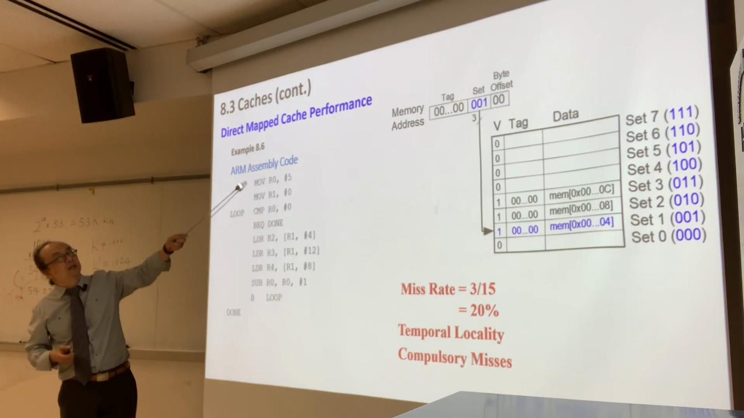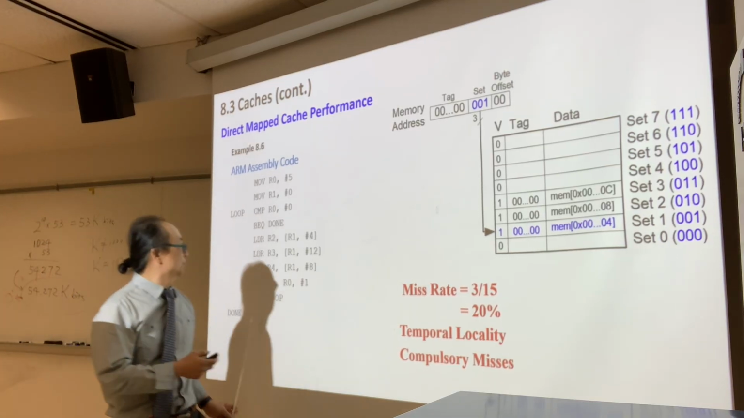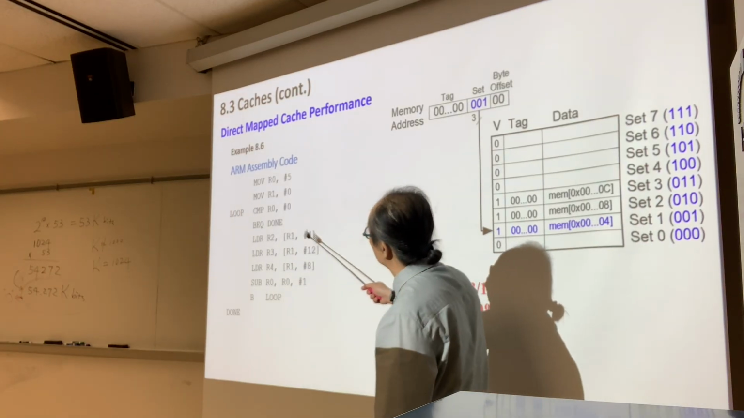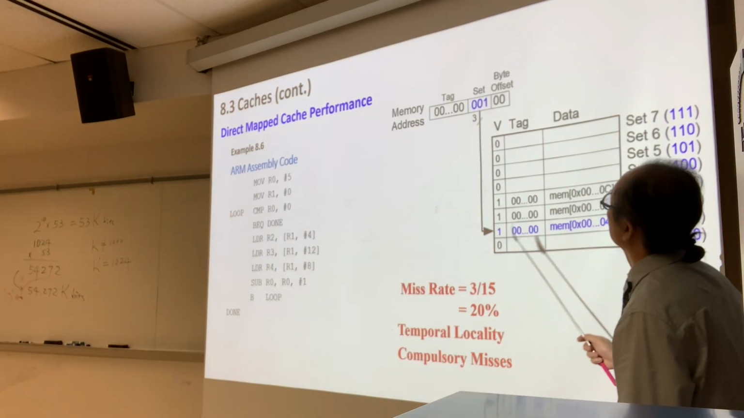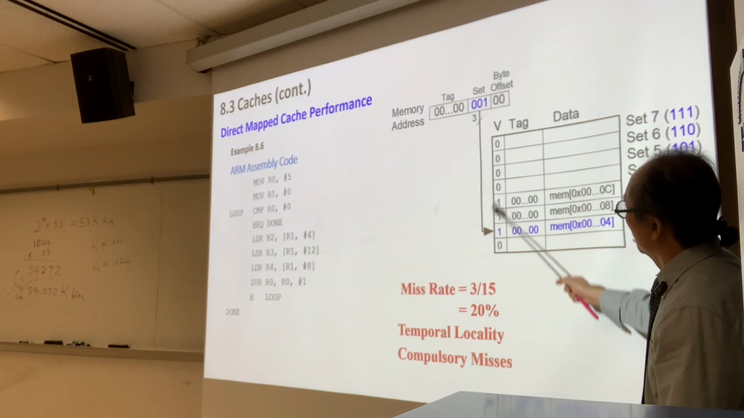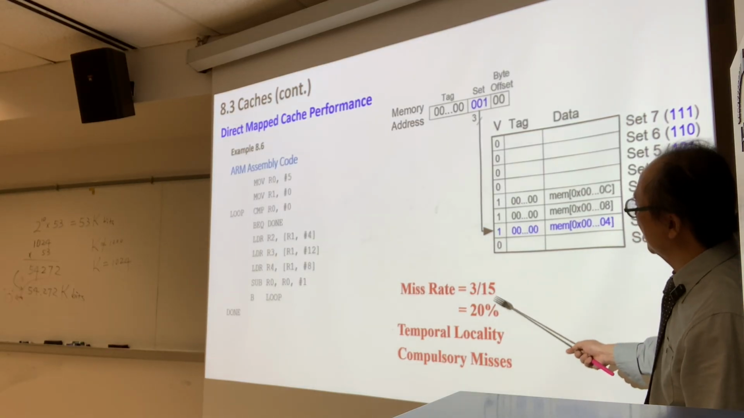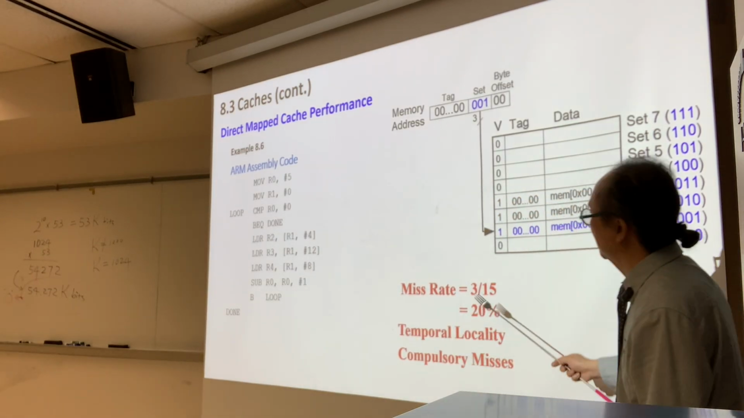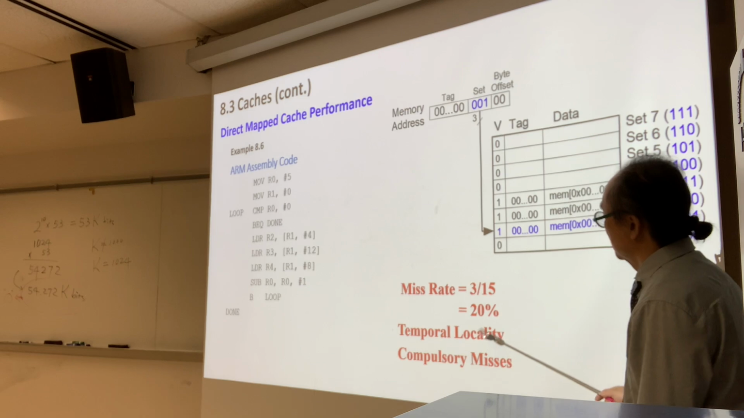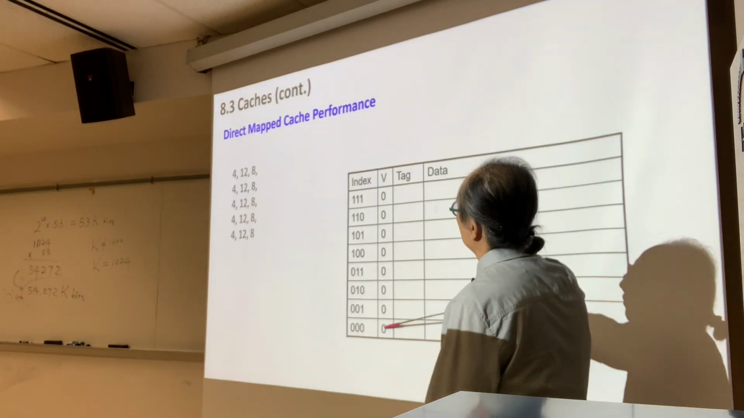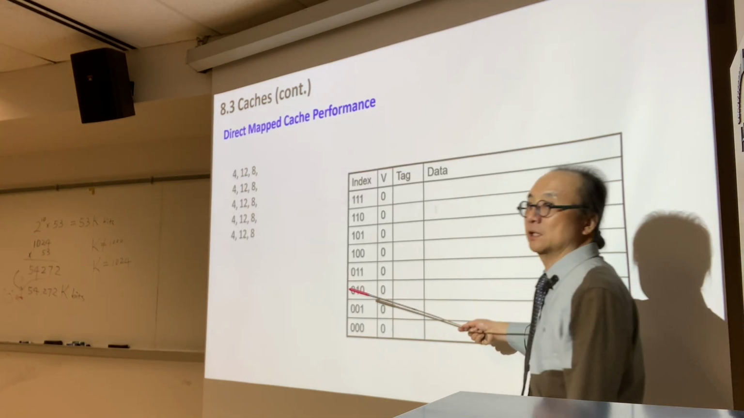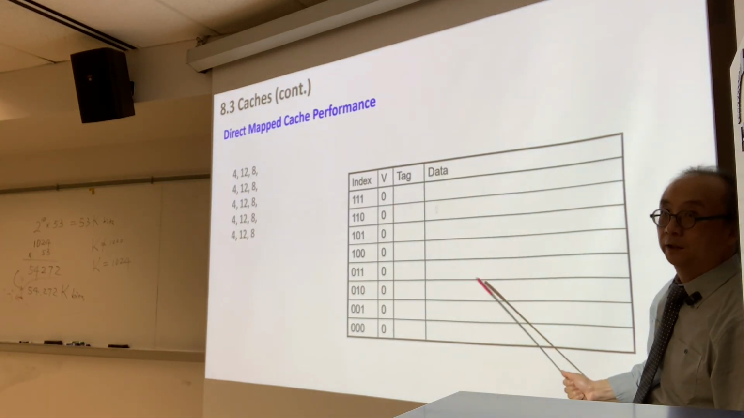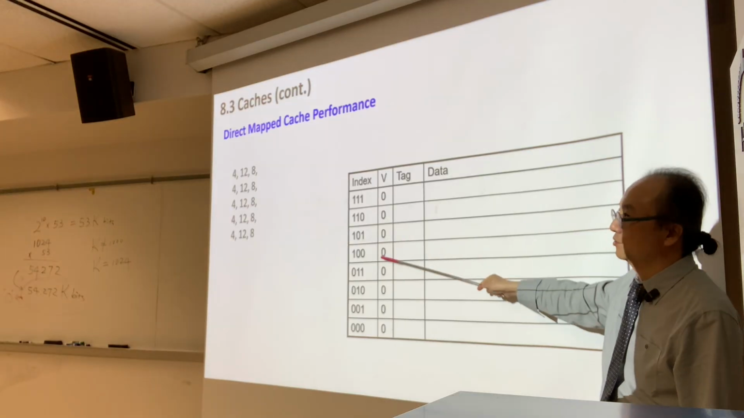This is assembly code. We go through here, and then we're calling an LDR and bringing in 4, 12, 8 into here. So this is what happened. And the miss rate is 3/15 because we're going to do 5 times 3, so 15, right? Because this is a loop. So that's the miss rate calculation. The valid bit is 0 initially because the cache is empty. And whenever we put something into the cache, it's going to change to 1.